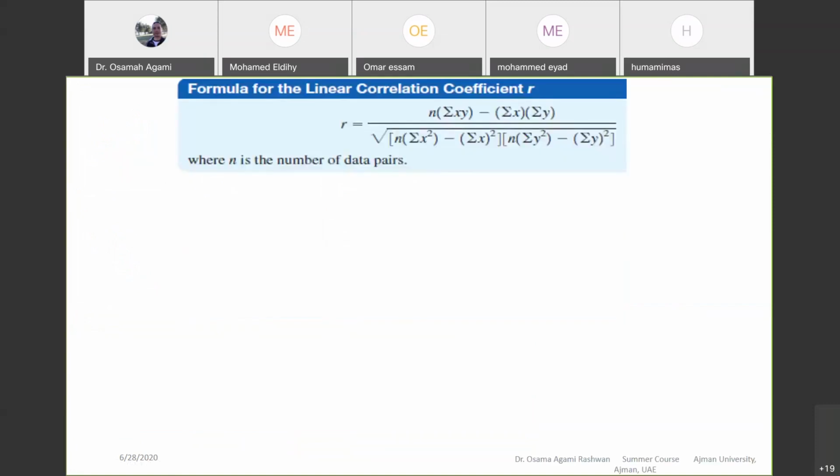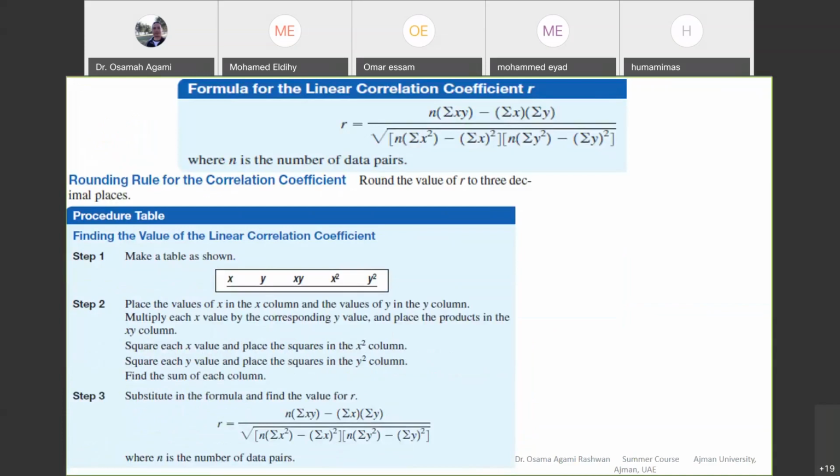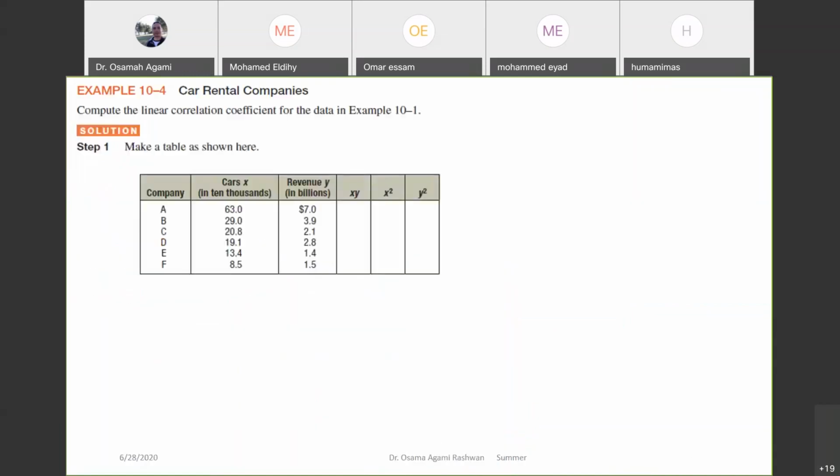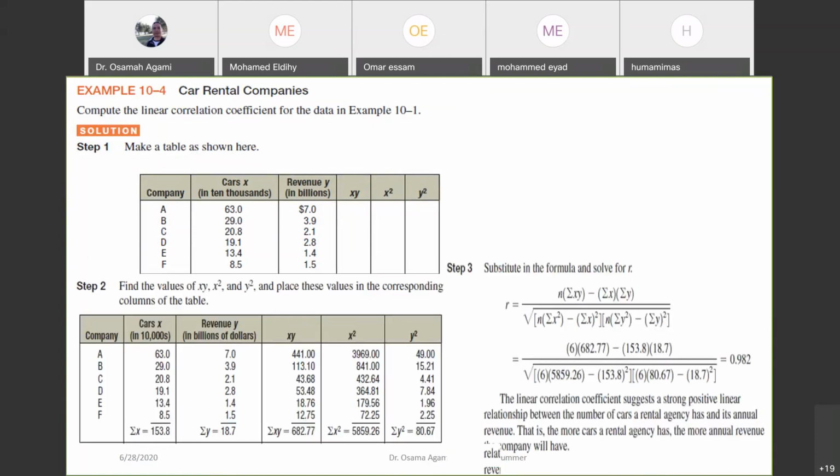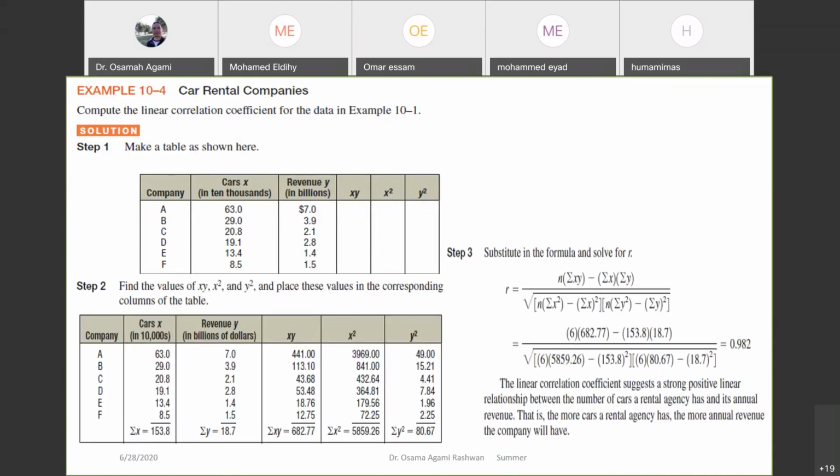Okay, this is the formula. This is how to calculate it. Don't worry, you can do it using the calculator. There is no need to do all of these columns and substitute in this formula. You can do it in Excel, and even a normal calculator can do it for you.